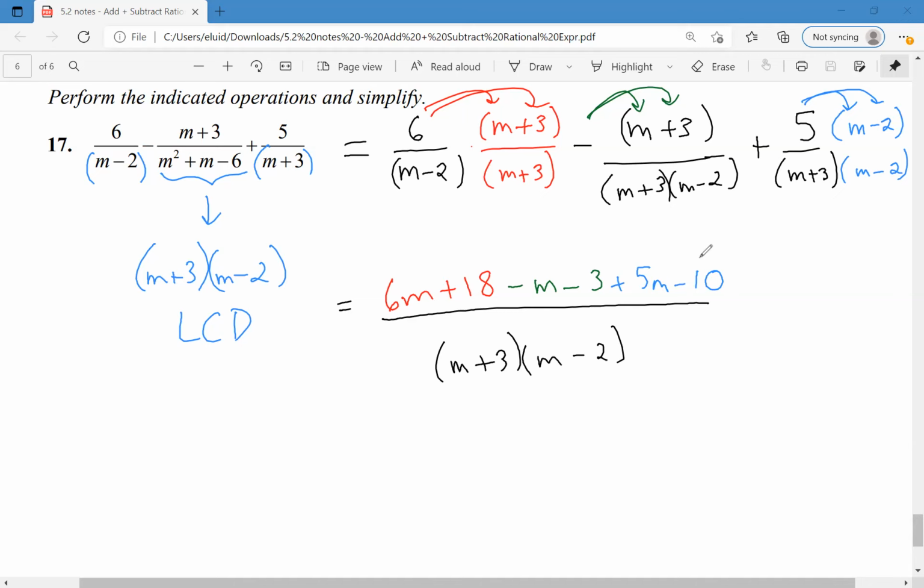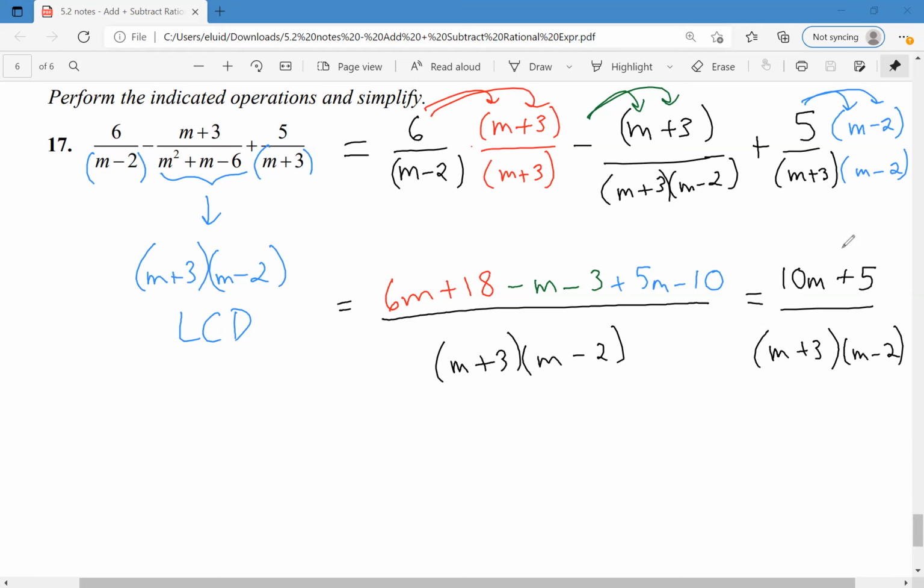Okay, and now let's combine like terms in the numerator. 6m minus m, that would be 5m. 5m plus this other 5m is 10m. Then combining the numbers, 18 minus 3, that's 15. And then 15 minus 10 is positive 5. So I'm getting 10m plus 5. Is that right? Yep. And then we still have that denominator of m plus 3, m minus 2.